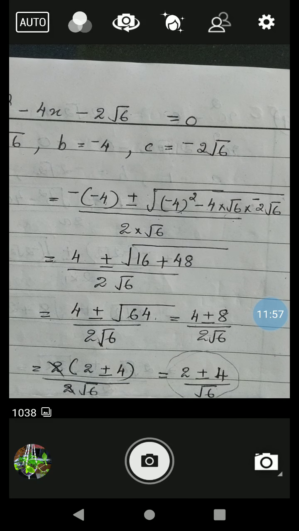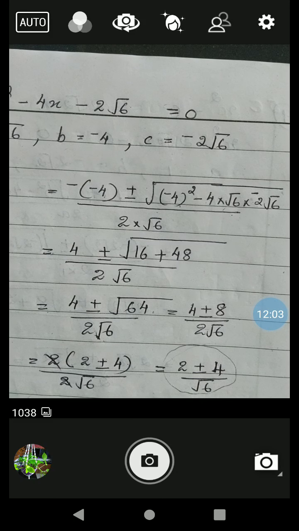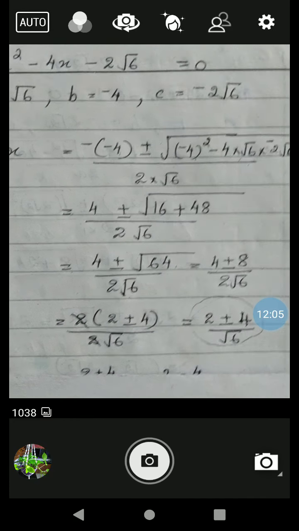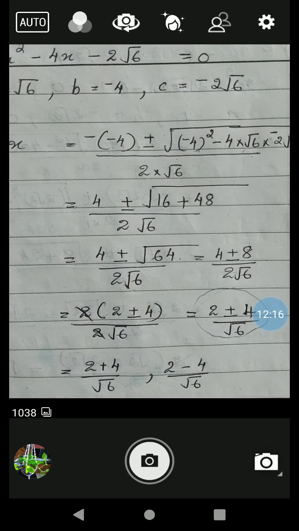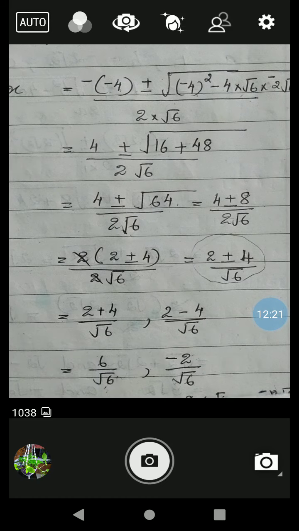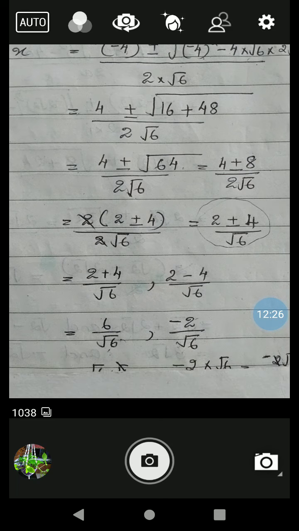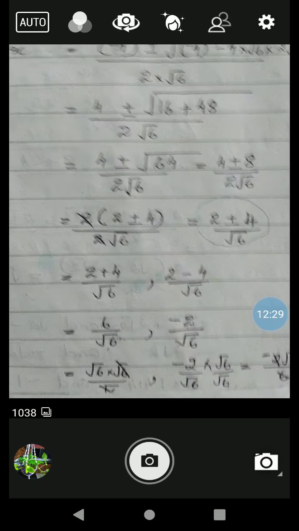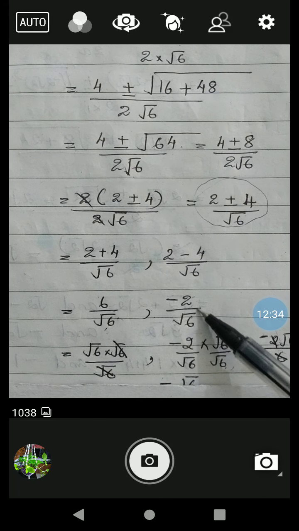When you are simplifying, you can take 2 outside, then you will get this step. 2 into 2 plus or minus 4 by 2 root 6. You can cancel 2 and 2. The numerator becomes 2 plus 4 by root 6 and 2 minus 4 by root 6. That is 6 by root 6. What is 6 by root 6? 6 can be written as root 6 into root 6. Therefore, one root 6 is cancelled. And this one, minus 2 by root 6.